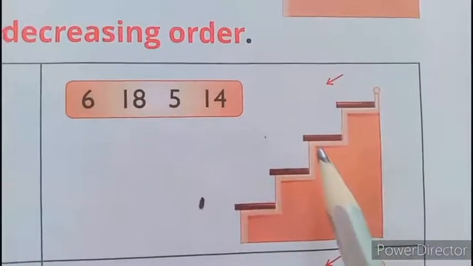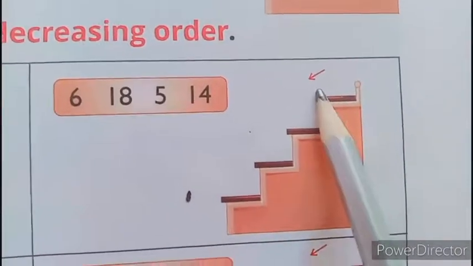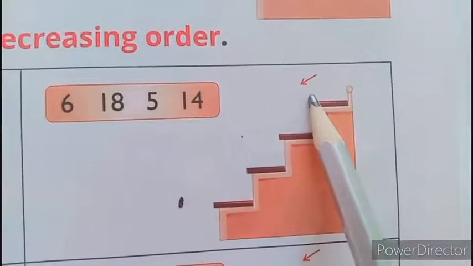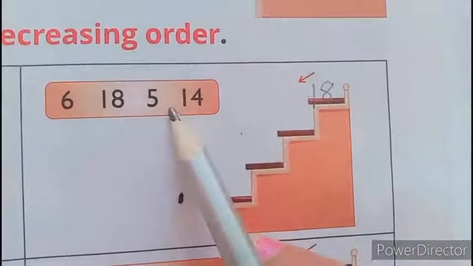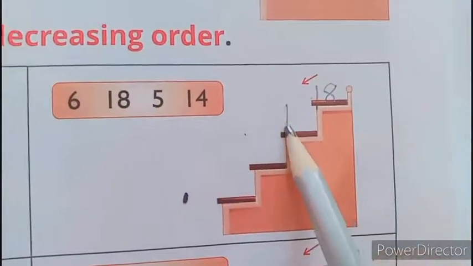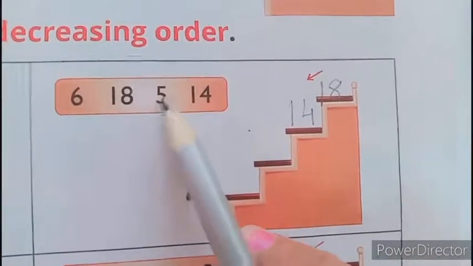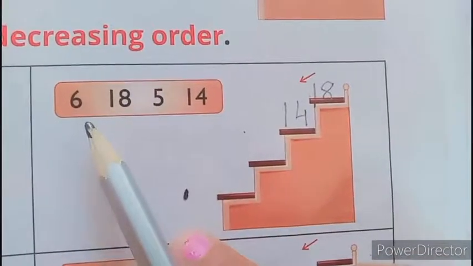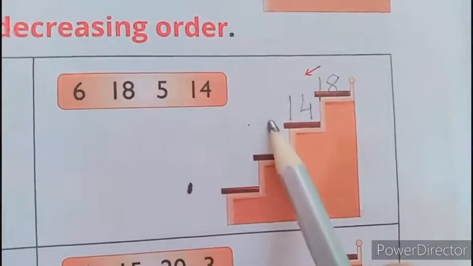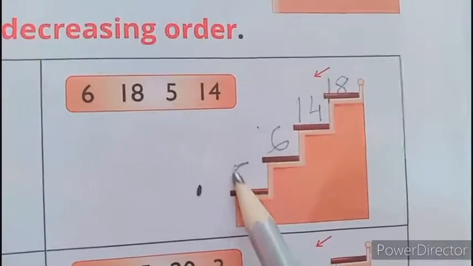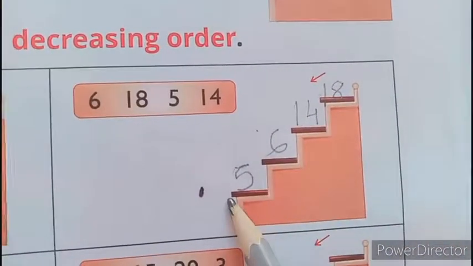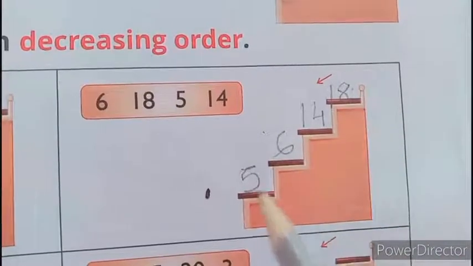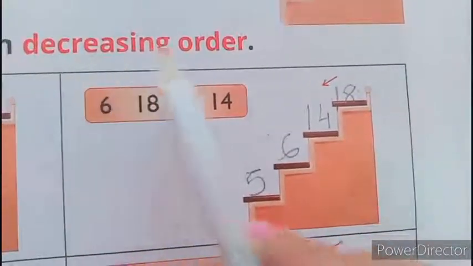Now tell me which number will come here. Greatest number. Among these numbers, which one is the greatest? That is 18. Then 14. Then among these two numbers, which is the greatest one? This one, 6. Then 5. So, greatest to smallest number. That is descending order.